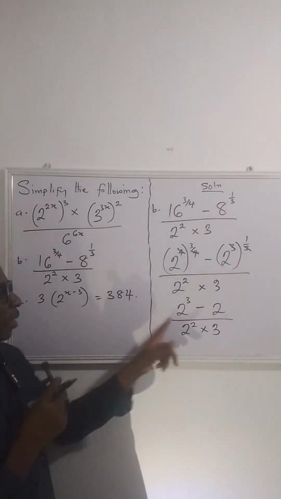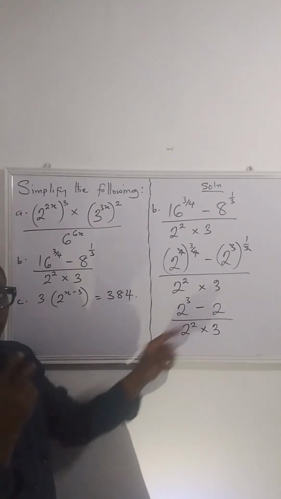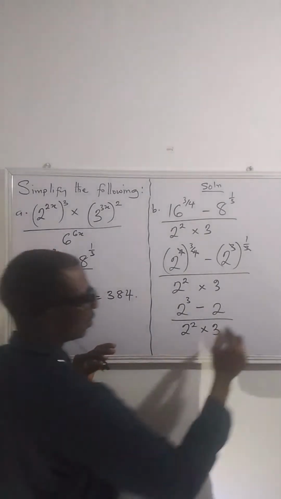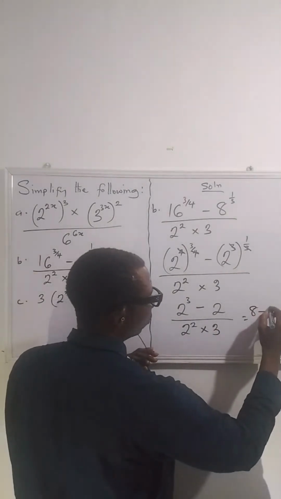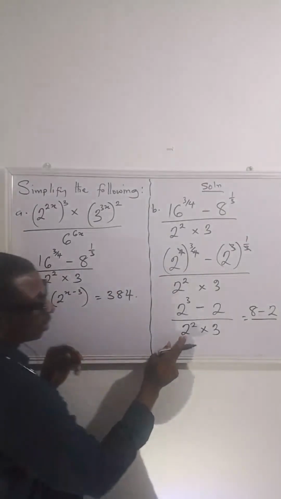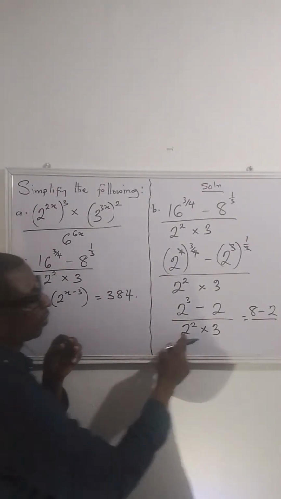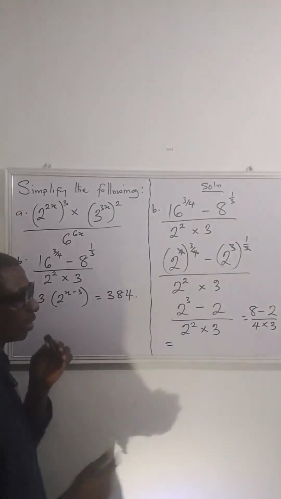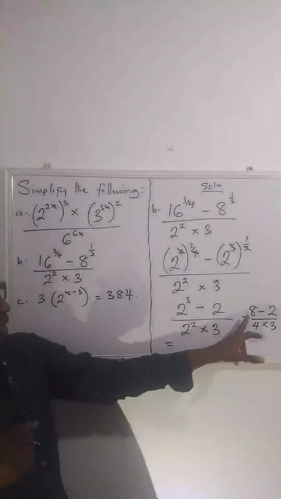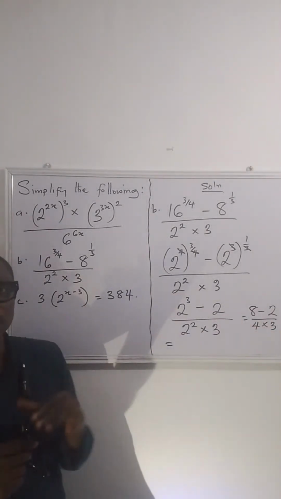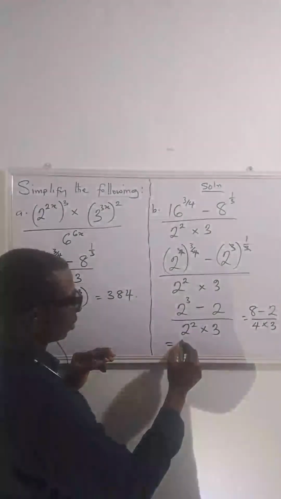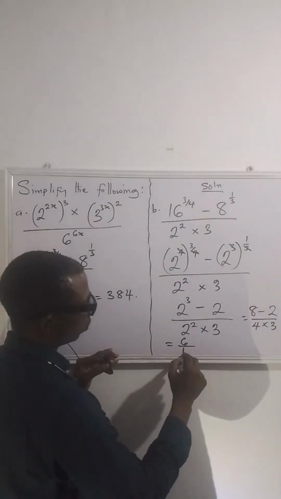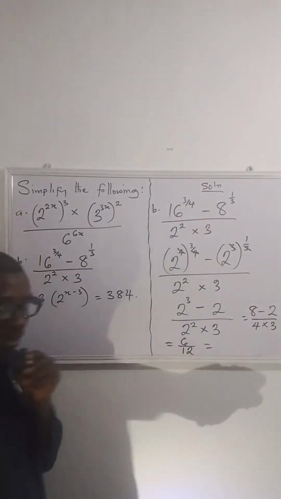Now 2 raised to the power of 3 is the same thing as 8: 2 times 2 is 4, 4 times 2 is 8. So that gives us 8 minus 2, over 2 times 2 which is 4, times 3. When you say 8 minus 2, you have 6. So you have 6 over, now 4 times 3 is 12, so you have 12. Now you can simplify.